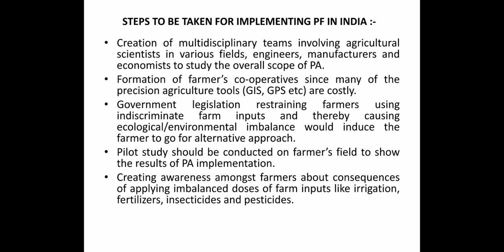These are the major steps. Next, creating awareness among farmers about the consequences of applying imbalanced doses of farm inputs like irrigation, fertilizer, insecticides and pesticides. This is a major step to be implemented for adopting precision farming.